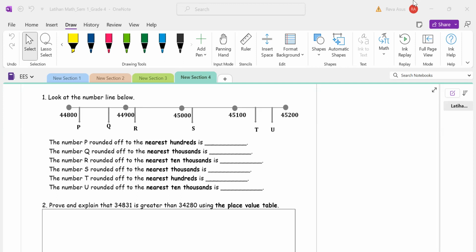Look at number 1. We have the number line. The first question is: the number P rounded off to the nearest hundred is what? Let's take a look at P in here.